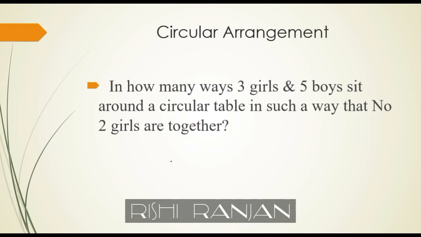So, let's start with the boys. Round table, 5 boys. 1, 2, 3, 4, 5 boys. And the boys can take the chairs in factorial 5 minus 1 ways because it is a round table.